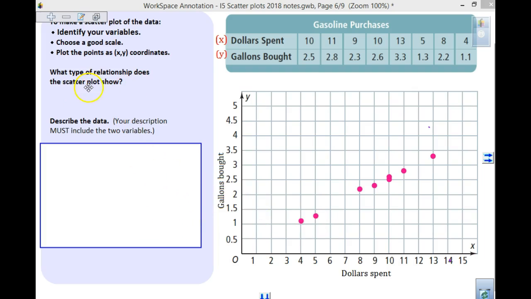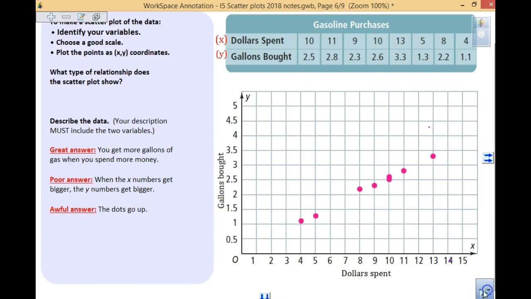Okay, what type of relationship does it show? If we were looking at this, what would you say? Positive or negative? Positive. Positive, linear, right? Strong or weak? Very strong in this case. So, if we are looking at that first answer there, I would say this is a strong, linear, positive relationship. It doesn't really have any outliers, right?